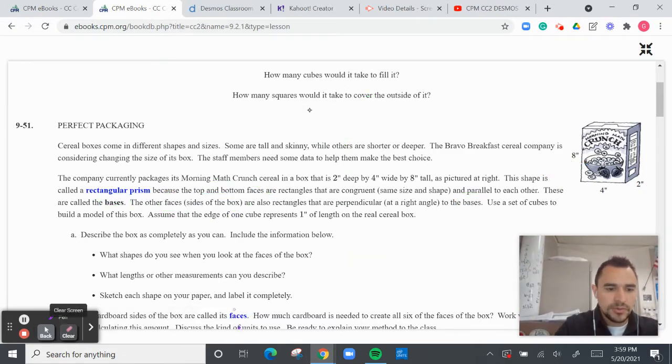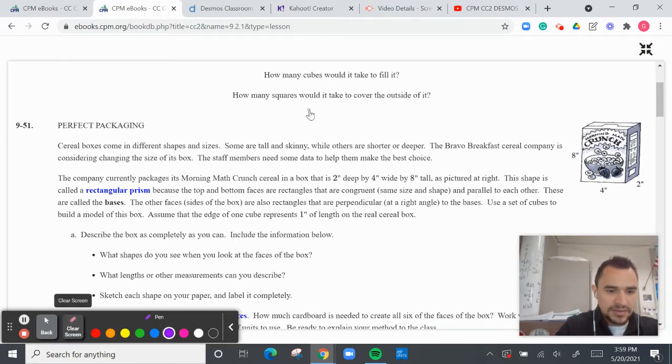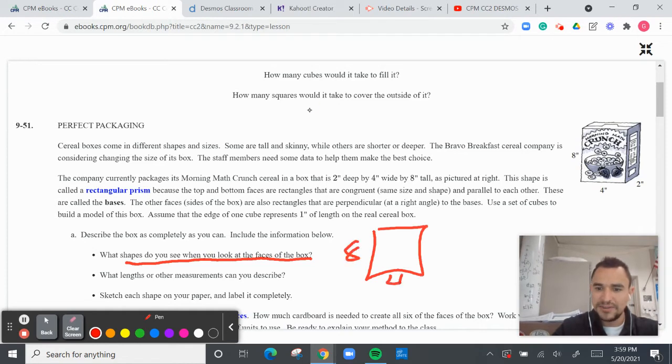All right, moving on to our stuff right here. Describe the box as clearly as you can, include the information. What shapes do you see when you look at the faces of the box? I see a rectangle, 8 by 4. I see 24 inches squared. What lengths and other measurements can you describe? So the height is 8. The length or width is 4, and that's it.